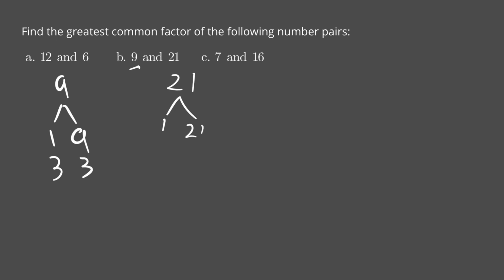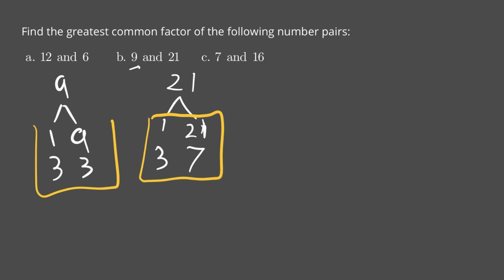21 is 1 and itself. And then let's think back to our multiplication tables. What numbers can we multiply together to get 21? You should remember 3 and 7. We can double check and make sure there are no other options for us, and we will find that 1, 21, 3, and 7 are our only options. So we can put a yellow box around these two. And again, we find the greatest common factor.